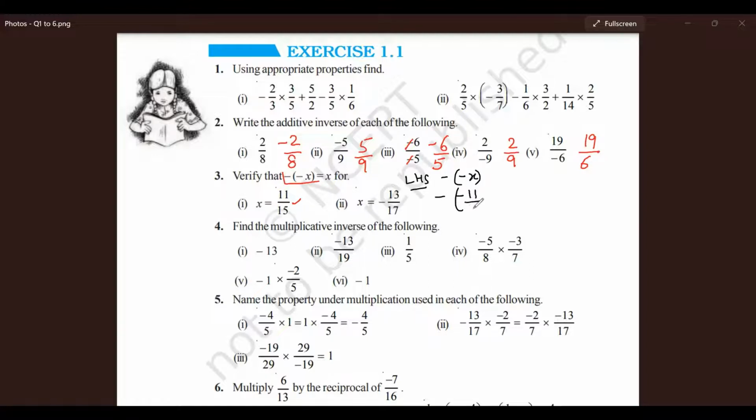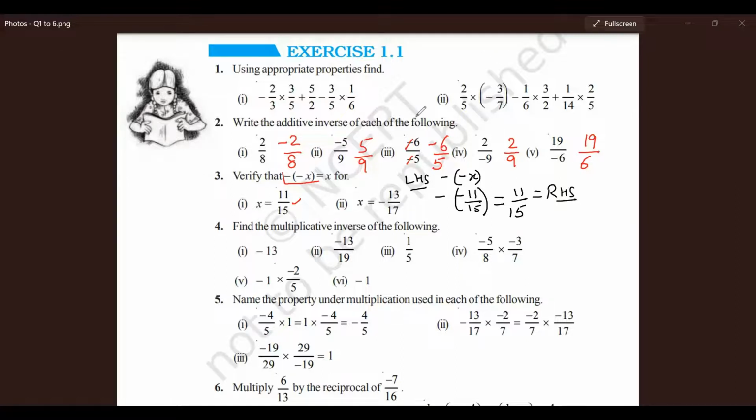So 11 upon 15. Now in integers, we know when we are having two negative signs together, that means it's positive. So minus minus would become plus and it would be 11 upon 15. So this is coming the same as RHS. So that means hence verified. You will write hence verified at the end of the part, because both LHS and RHS are the same over here. Similarly, in the second part also we'll do the same thing.